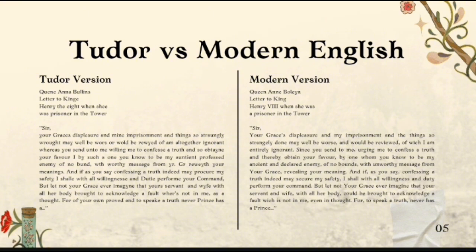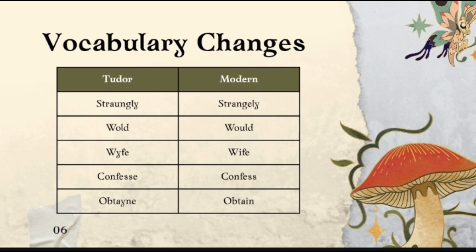Here are some examples of spelling change. Words like strongly became strangely, wave became waive, and obtain became obtain. Over time, spelling became more standard, especially after printing and dictionaries became more common.